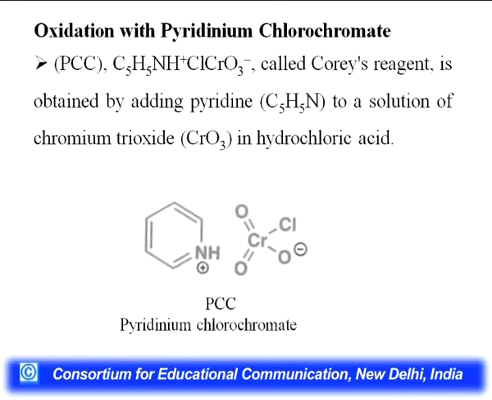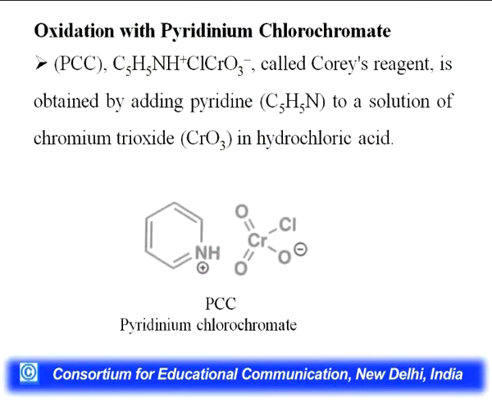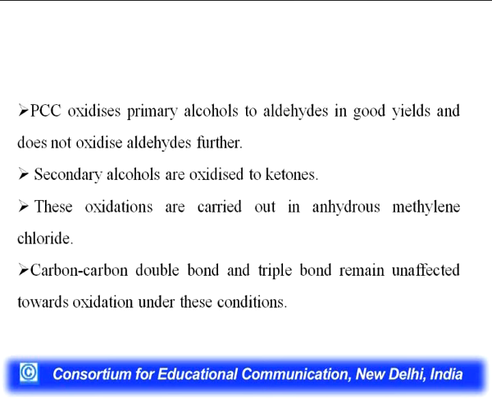Now, what are PCC, PDC and other possibilities for oxidation of alcohols? PCC, you can see, is pyridinium chlorochromate. You can see the structure of PCC. It is C5H5NH plus ClCrO3 minus, which is called Corey's reagent, obtained by adding pyridine to a solution of chromium trioxide in HCl.